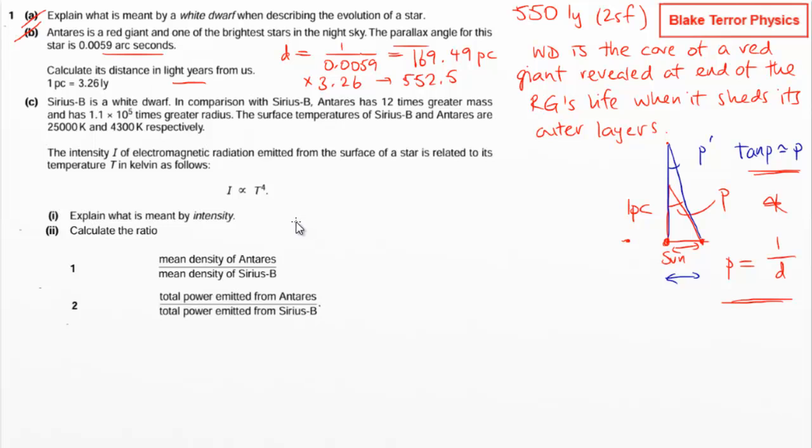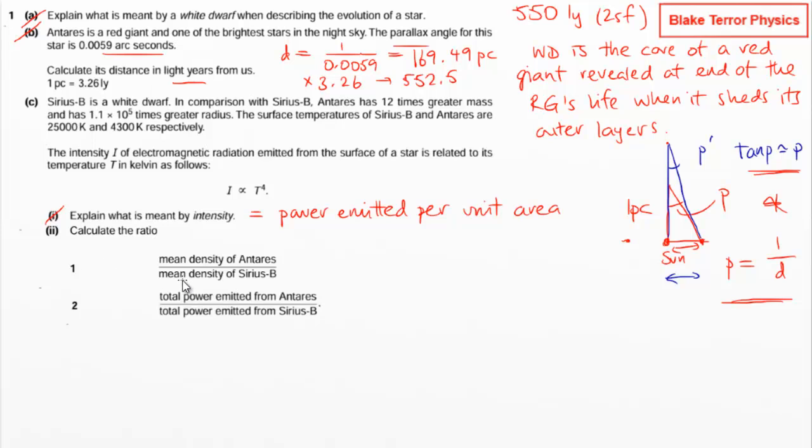C, Sirius B is a white dwarf. In comparison with Sirius B, Antares has 12 times greater mass, 1.1 times 10 to the 5 times greater radius. And then they've given us surface temperatures. Intensity I of EM radiation emitted from the surface of a star is related to its temperature T in Kelvin according to this. Explain what is meant by intensity. This is the power emitted per unit area. That is our intensity.